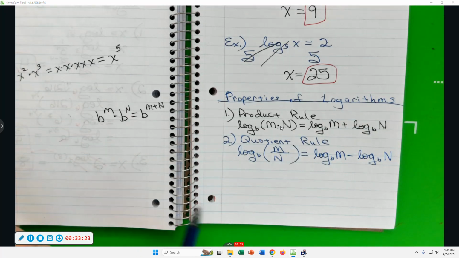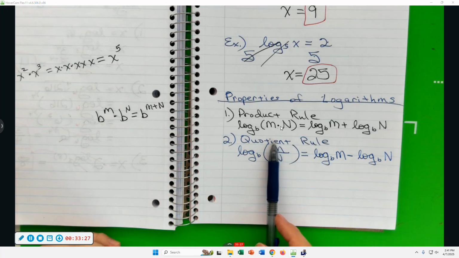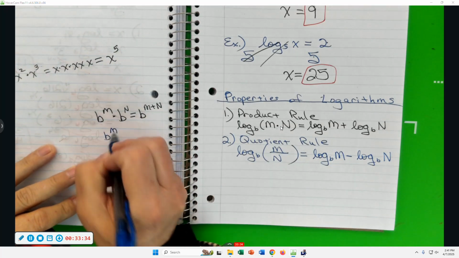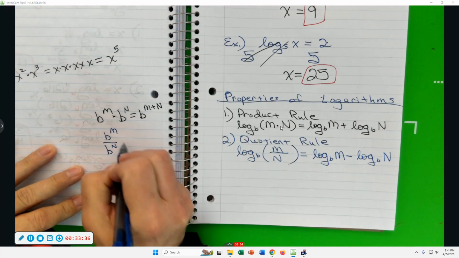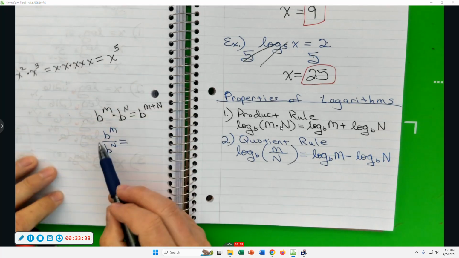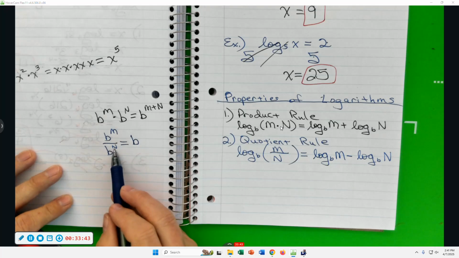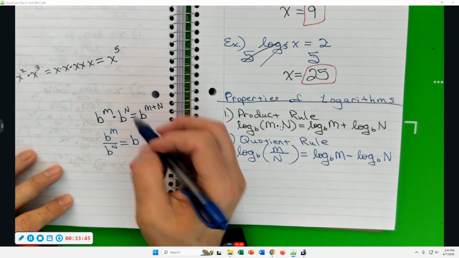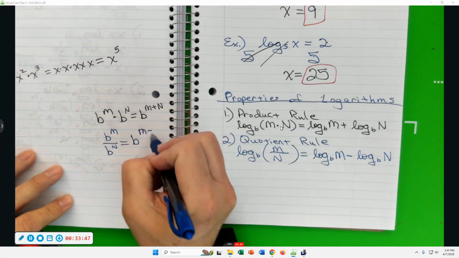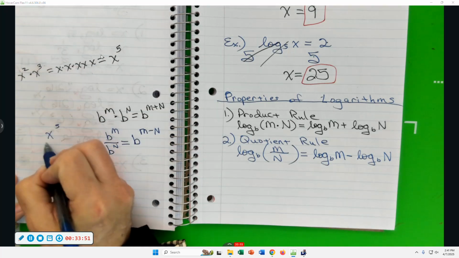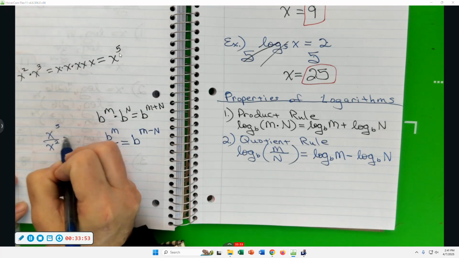And there's a quotient rule for exponents. Most people think of it as the cancellation property. You have b to the m divided by b to the n. You want to write that as a single power of b? Well, you cancel out the n b's, and how many do you have left? M minus n. If you had something like x to the 5th divided by x squared.